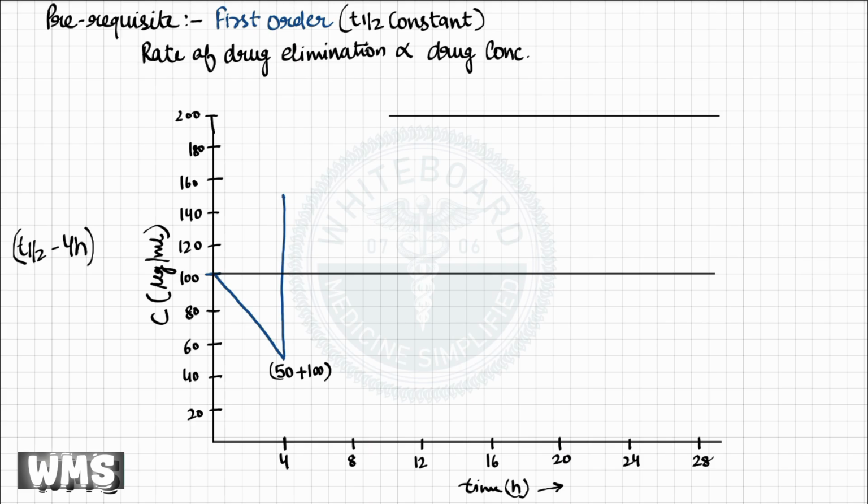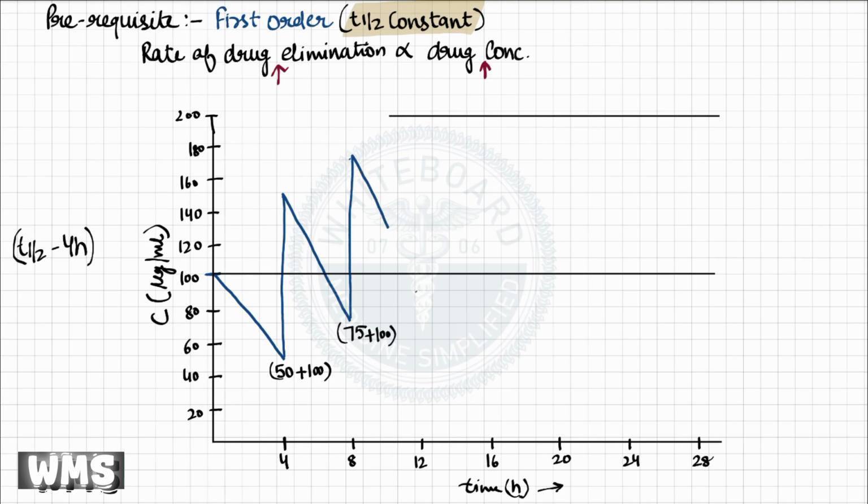This is a very important concept, as we discussed that when the concentration increases, the rate of elimination also increases. But the half-life remains constant because this drug follows first-order kinetics. Moving forward, after another 4 hours, again 50% of 150 micrograms is eliminated, so the concentration falls to 75. At this point, we administer the third dose of 100, raising the level to 175.